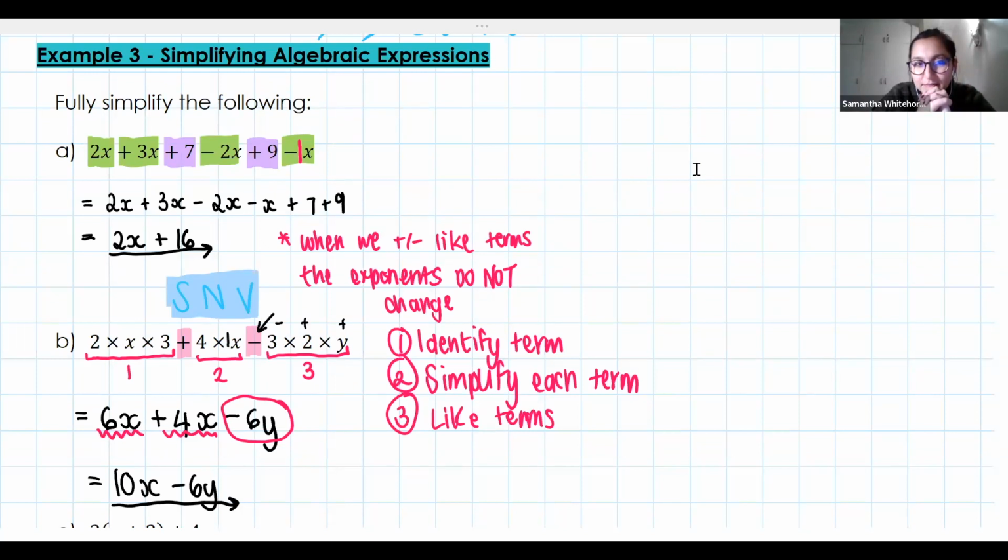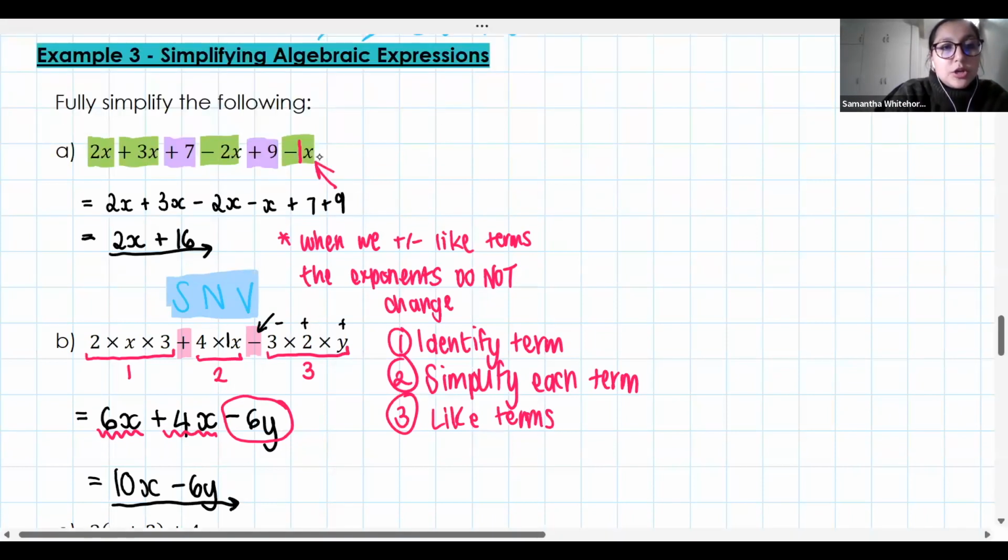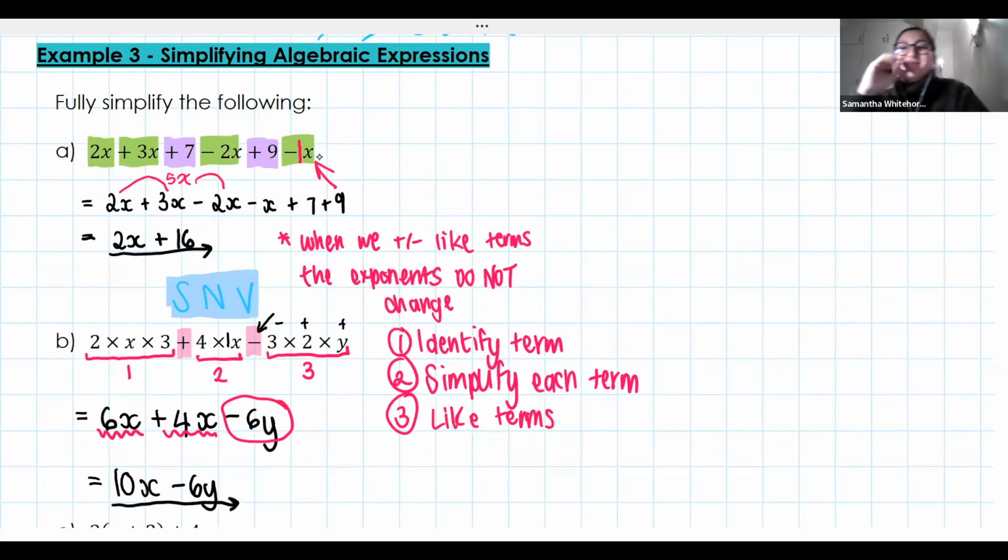For A, I got 3x plus 16. Don't know where I went wrong. Okay, so the only place I could maybe see something having gone a bit funny is with this last term. So remember, 2x plus 3x is 5x. So 5x. Then we've got 5x, oh, minus. Right. Okay. Figured it out.